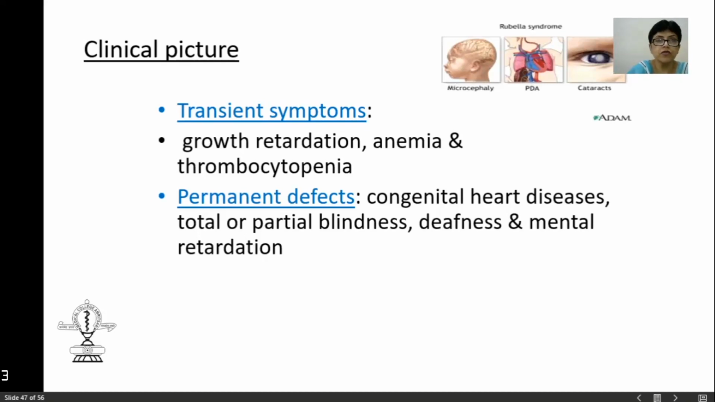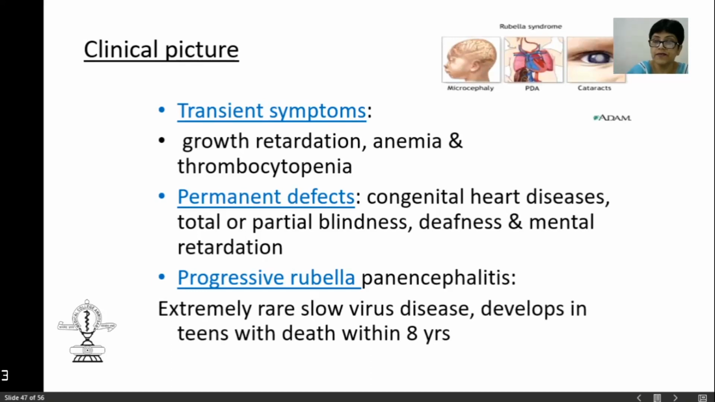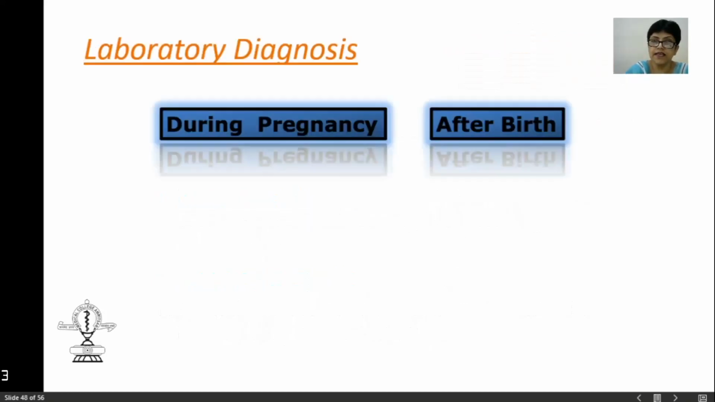Transiently, the child may also suffer from growth retardation, anemia, and thrombocytopenia, but these will be permanent defects: the congenital heart diseases, the total or partial blindness caused by cataract or deafness, or mental retardation caused by microcephaly. Progressive rubella panencephalitis may be seen, but the child develops this in its teenage years, and it is again a slow virus disease which causes death within a couple of years.